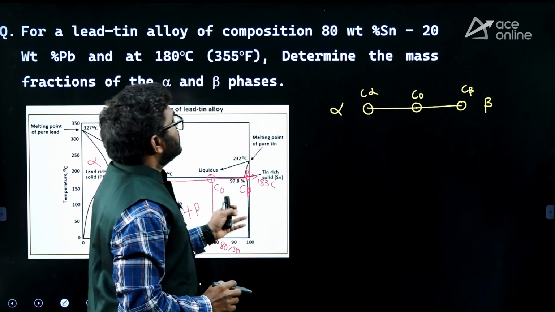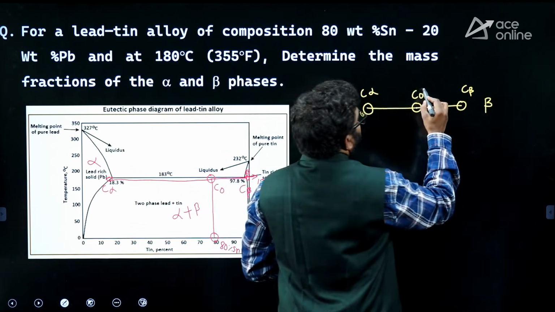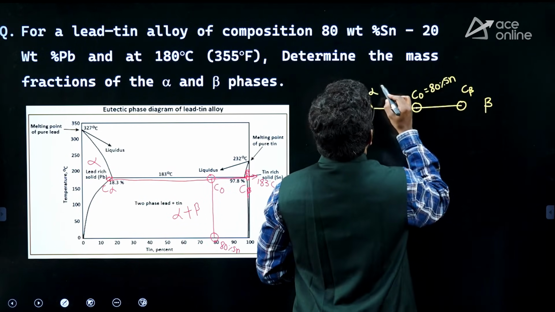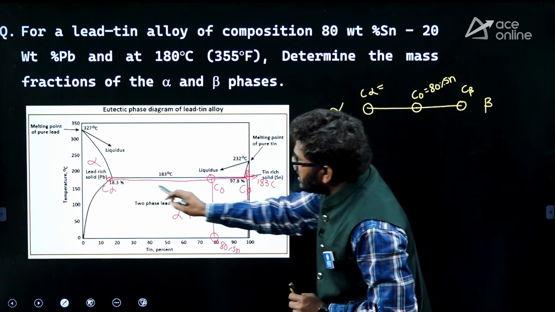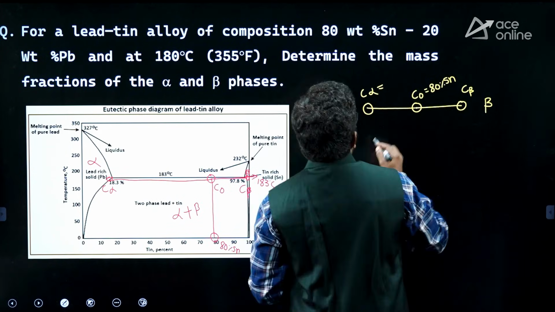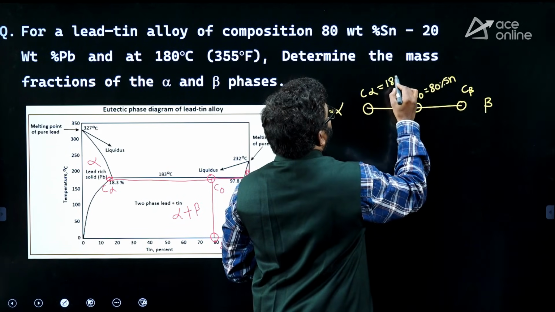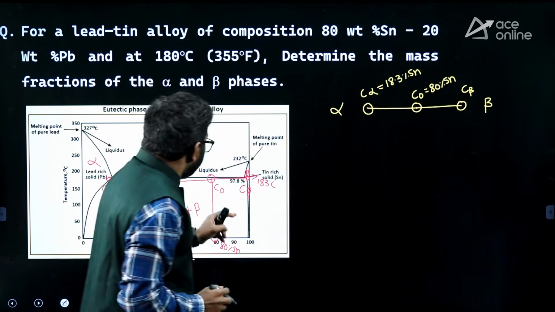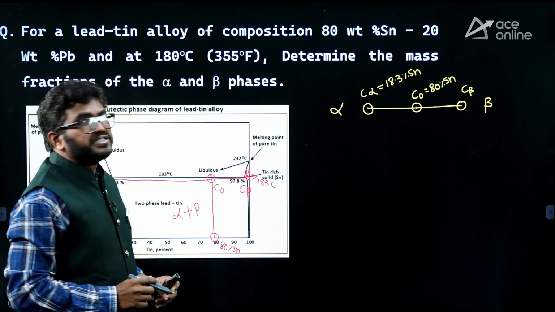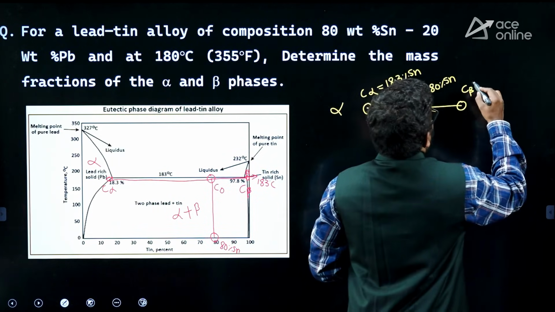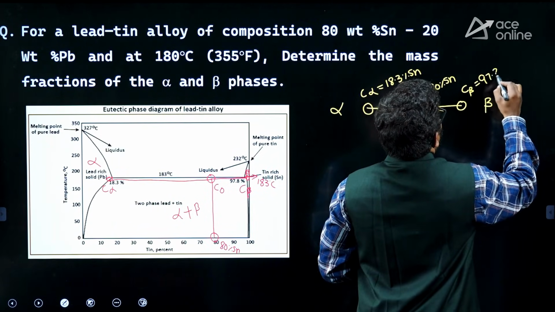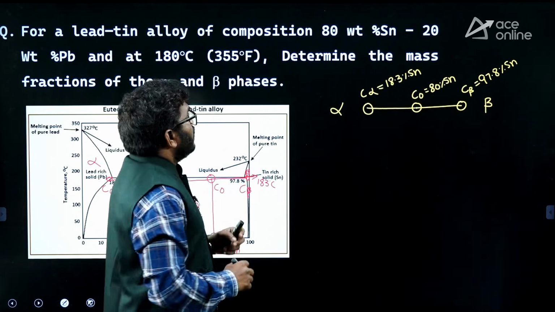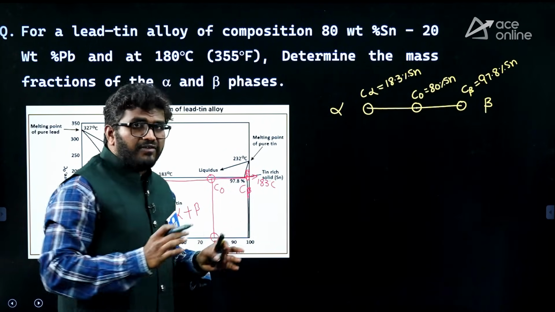As per the question, C naught is given as 80% of tin. As per the diagram, C alpha is 18.3% of tin, and C beta as per this diagram is 97.8% of tin. Now, we should calculate the mass fraction of alpha and beta.